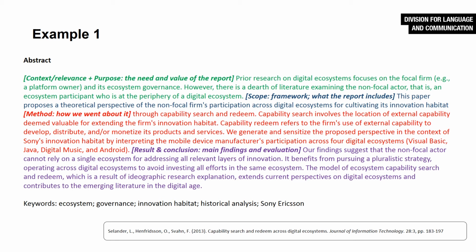Then comes the scope, what the paper does, what it includes. And here it's good to be very explicit and say, for example, this paper proposes or describes or charts or calculates. And this abstract gives a well-developed scope description, which is nicely tied to methodology in the same sentence. The results piece is also clearly signalled by the phrase, our findings suggest. The abstract ends with an evaluation of the method that was used.